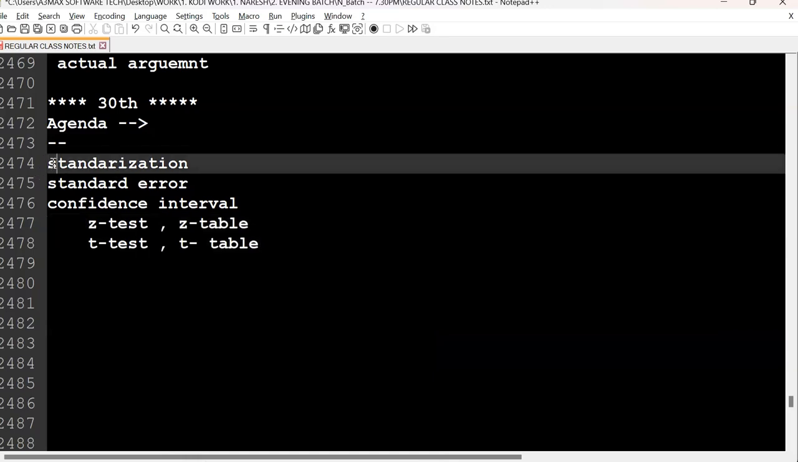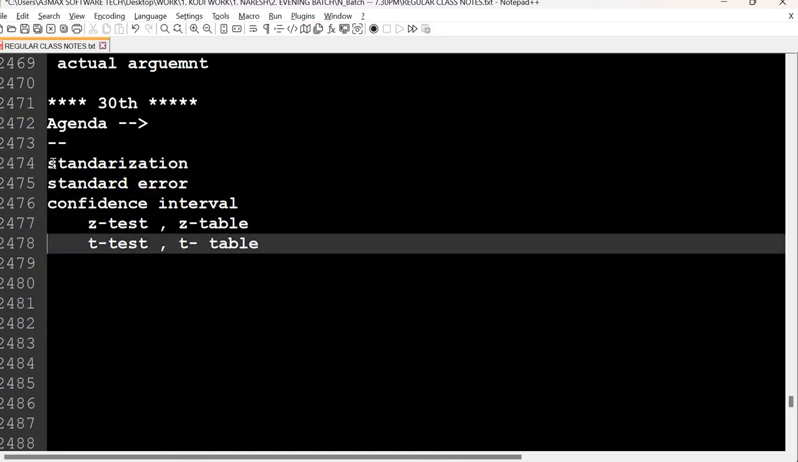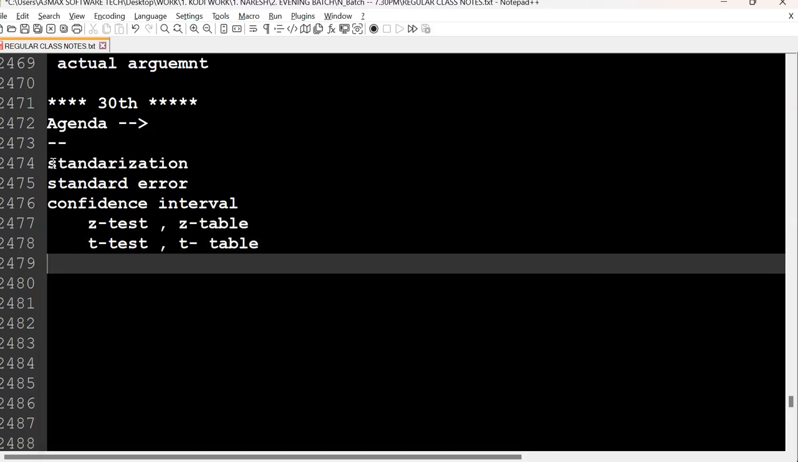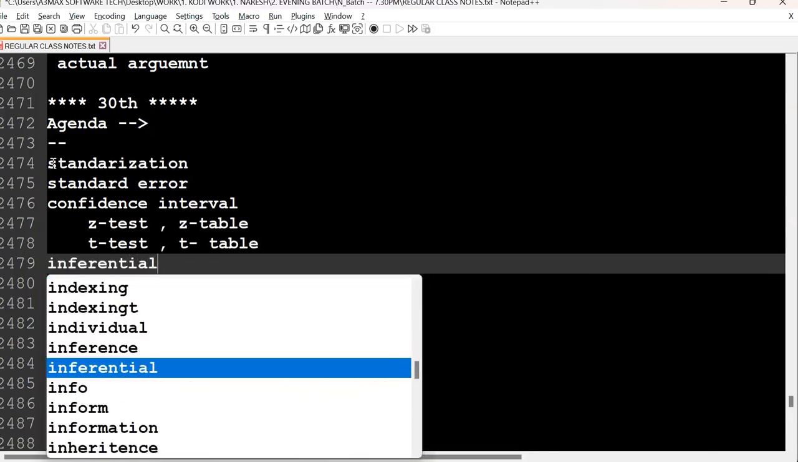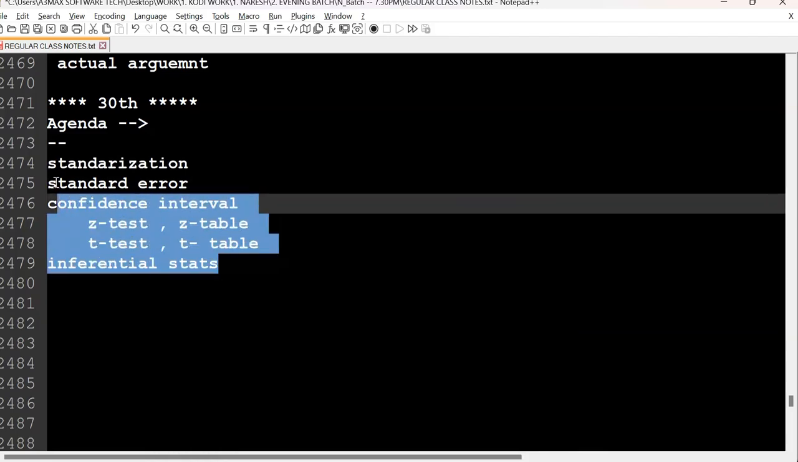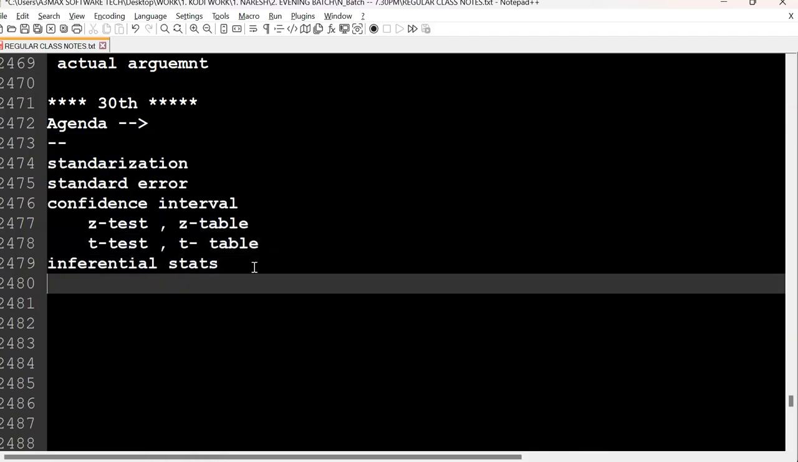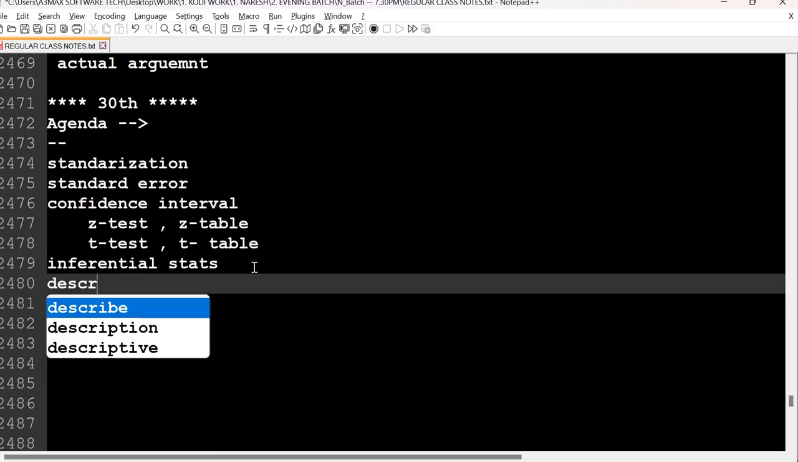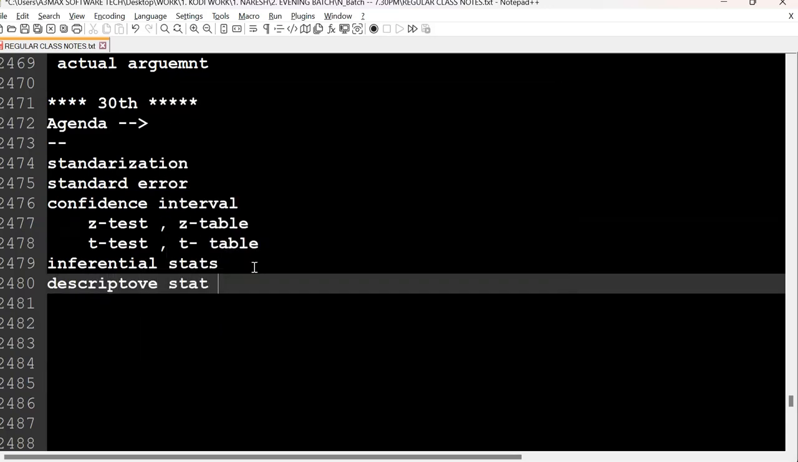So today's agenda: I'll finalize and we'll complete inferential statistics. Today again is theory, but I want to explain very slowly, so all of my students are clear on these concepts, and also able to speak up in front of others as well. Then we're going to work on one practical on descriptive stats now.